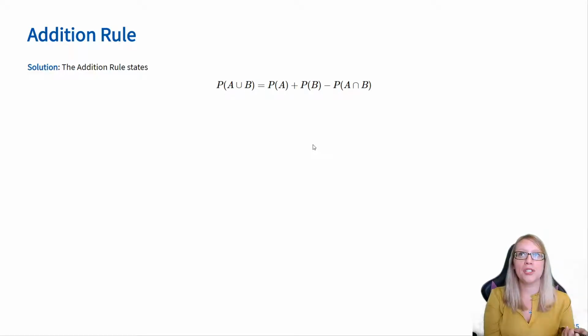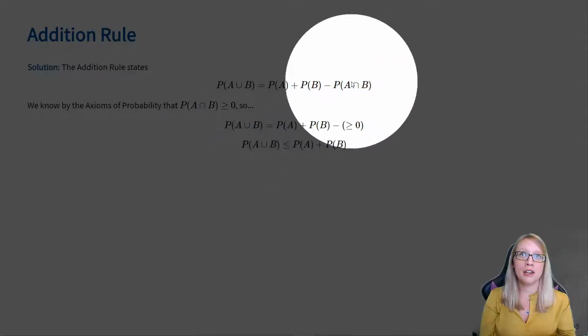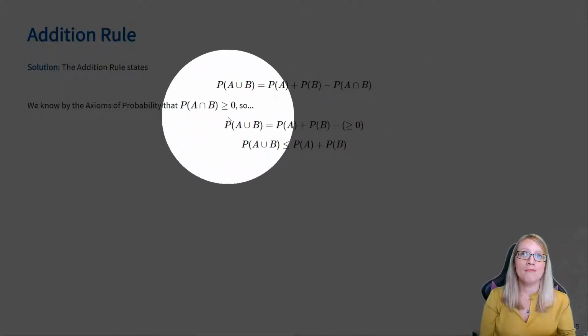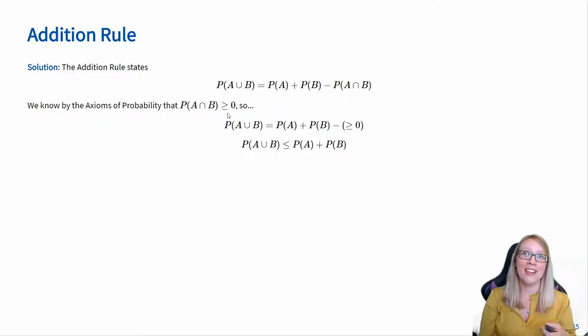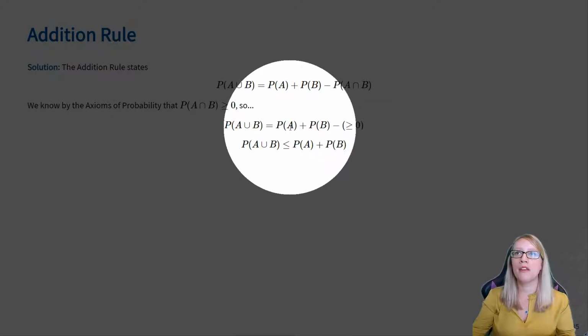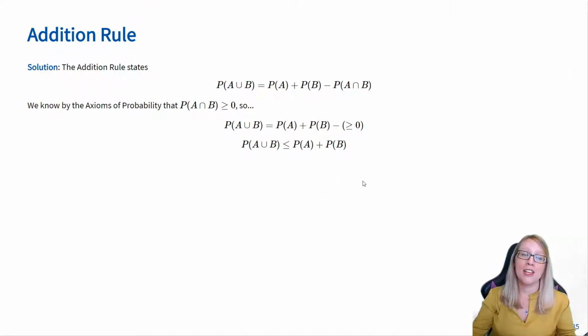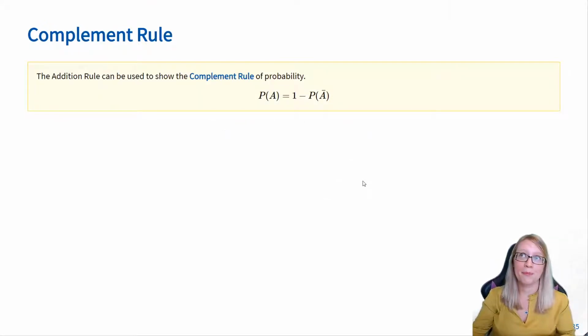The addition rule states that the probability of A union B is the probability of A plus the probability of B minus the probability of A and B. By the axioms of probability, we know that this intersection, the probability of A and B, must be non-negative. The lowest it can be is 0. In most cases, it will be greater than or equal to 0. So we'll take the union, A union B, as equal to the probability of A plus the probability of B minus something that's non-negative. So A union B must be smaller than or equal to A plus B.